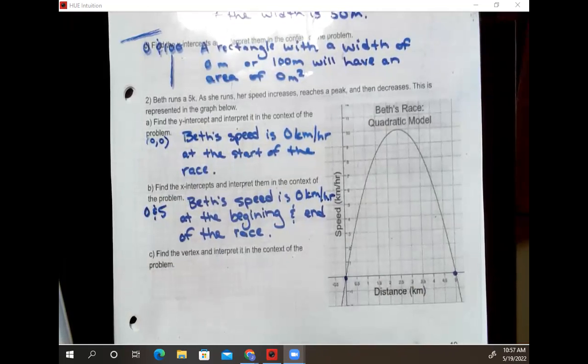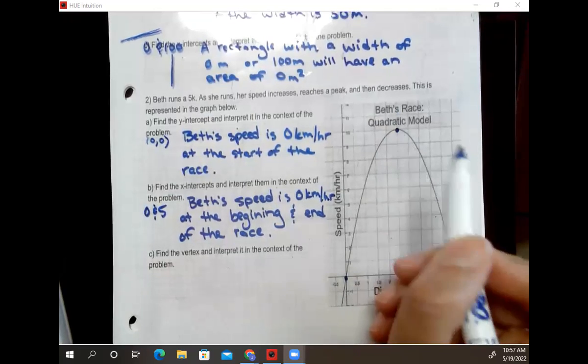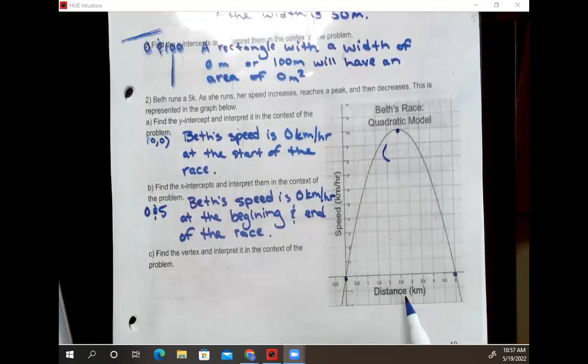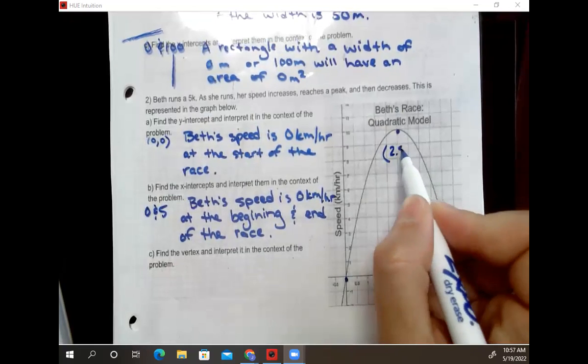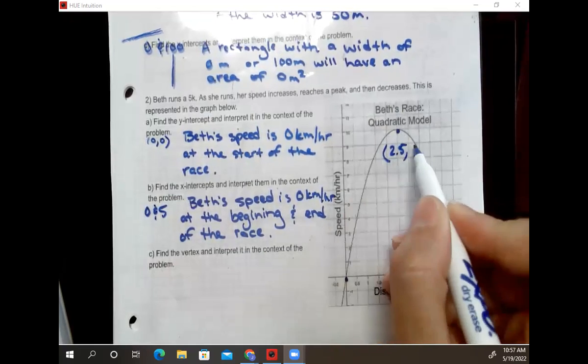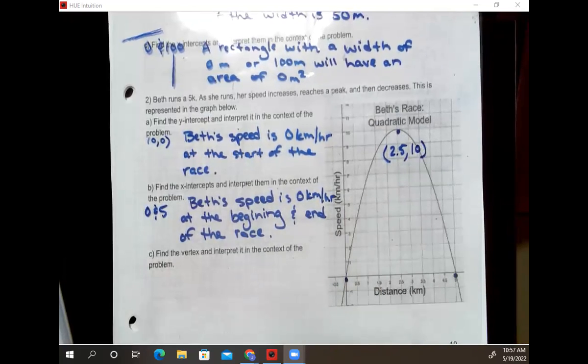Then for part C, find the vertex and interpret it in the context of the problem. So our vertex looks like it's here. That would be 2.5, comma 10. Remember, the x is the distance that we've run. The y is our speed.